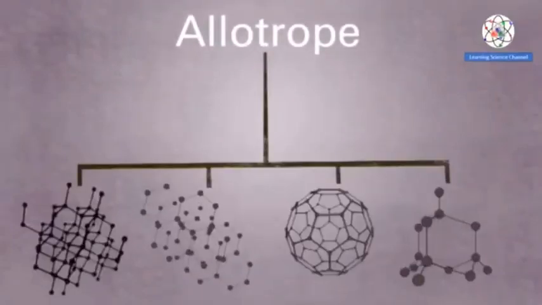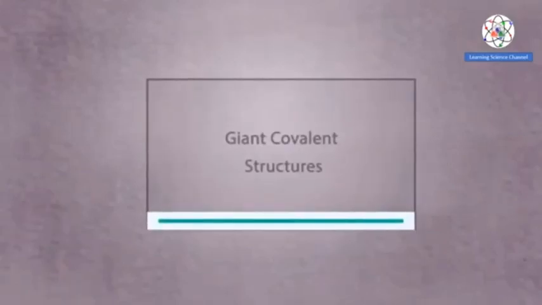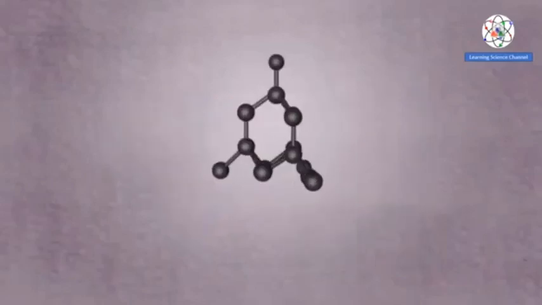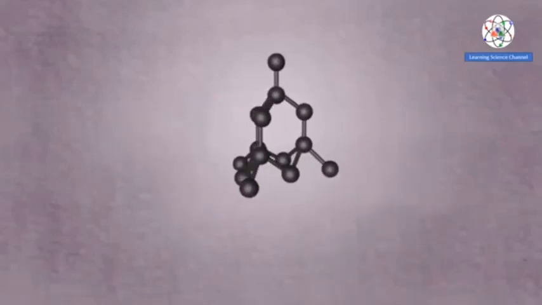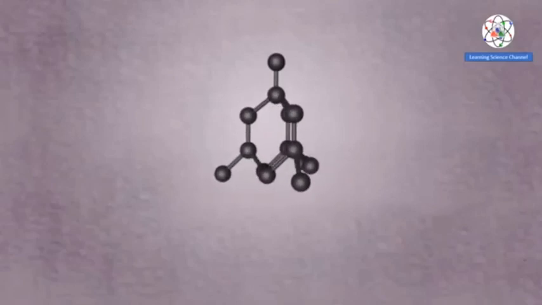The term allotrope refers to different forms of the same element. Right in our giant covalent structures lesson, you may have learned about the structure of diamond and graphite. These two substances are made of only carbon atoms, yet they exhibit very different physical and chemical properties.